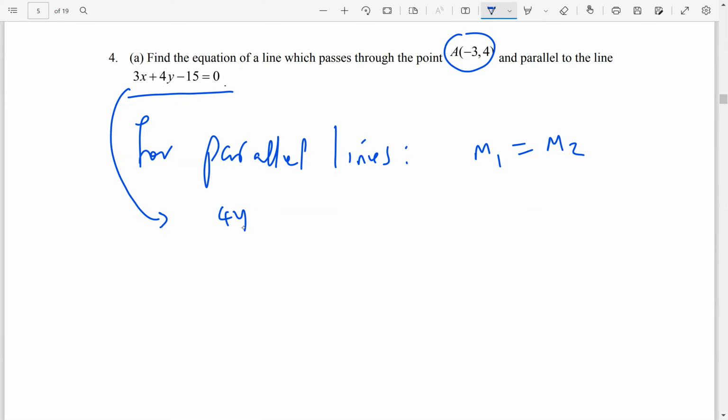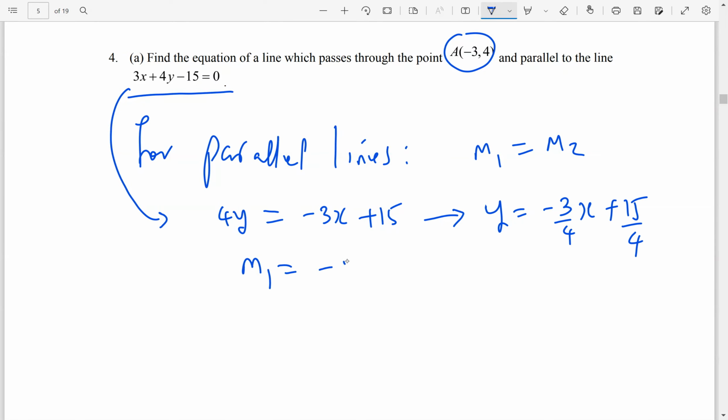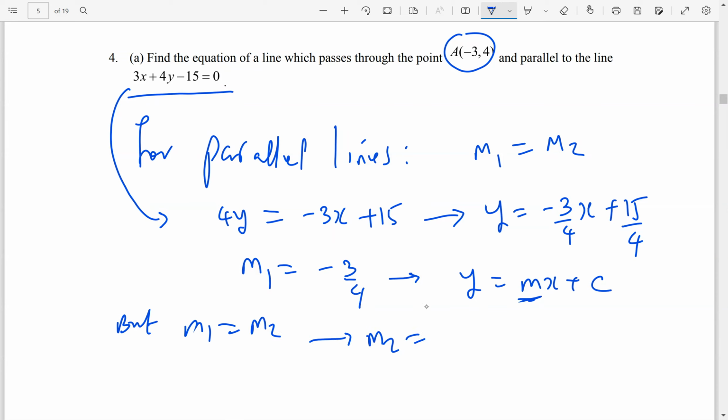So y equals to minus 3x plus 15. It means that y will be negative 3 over 4 x plus 15 over 4. So the slope m1 of this line is negative 3 over 4, by comparing with y equals to mx plus c. Here m is the slope. But m1 equals m2, so the slope of the line through point A is going to be negative 3 over 4.